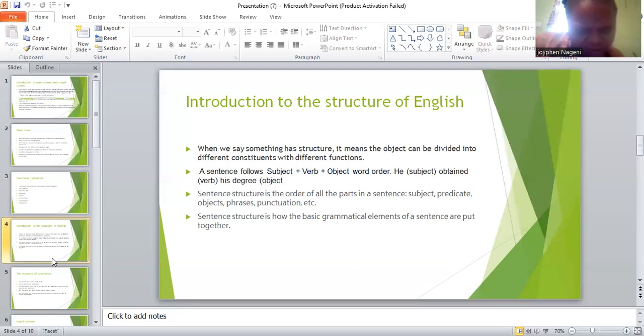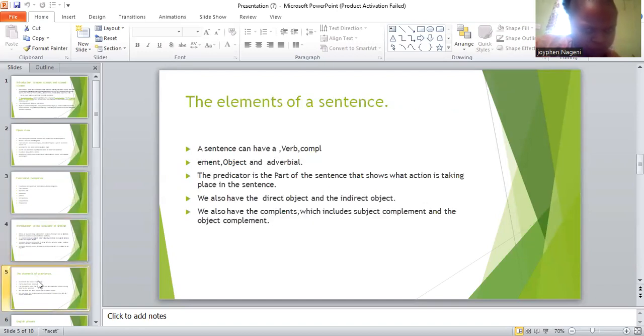Sentence structure is the order of all parts in a sentence: subject, predicate, object, phrases, punctuation, etc. Sentence structure is how the basic grammatical elements of a sentence are put together. The elements of a sentence: a sentence can have a verb, a complement, an object, and an adverbial.